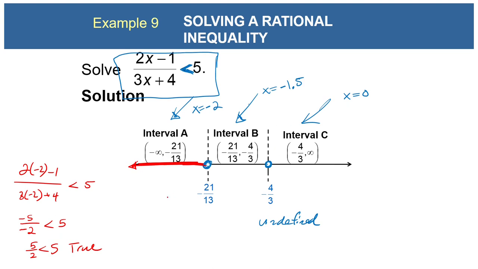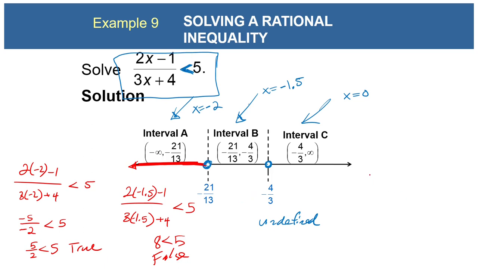Let's plug in -1.5. I have 2 times -1.5 minus 1 over 3 times -1.5 plus 4. Is that less than 5? I have 8 on the left using a calculator. Is that less than 5? No, that's false. So don't shade between -21/13 and -4/3.